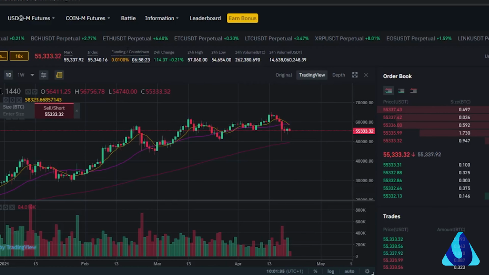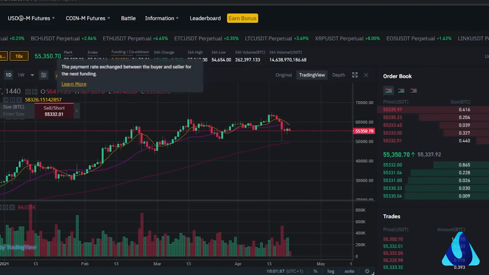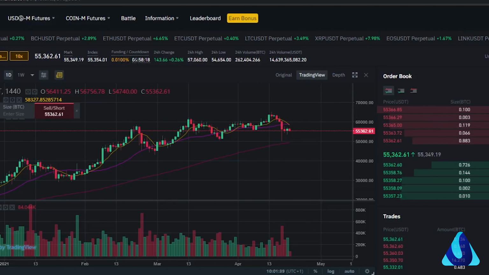Over here we've got the funding countdown. So basically the payment rate, here's the timer, time left until the next funding. This is sort of like for the market makers essentially. And then you can see the 24-hour change on Bitcoin, and the 24-hour high, 24-hour low, how much Bitcoin has been traded in BTC, and also how much Bitcoin has been traded in USDT.